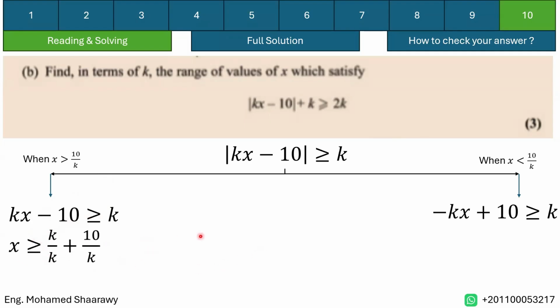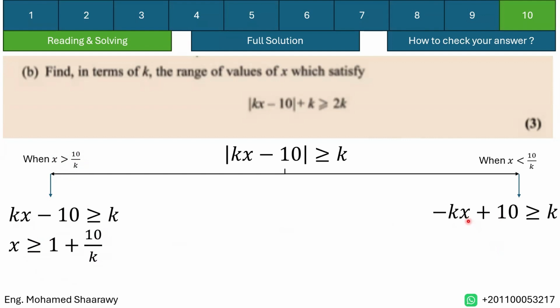K over k is 1. 10 over k is 10 over k. So what's this here? This says that x must be greater than or equal to 1 plus 10 over k. And actually this makes sense, and this is acceptable, because I'm only accepting the values of x which are greater than 10 over k. Since these values are greater than 10 over k, which is 1 plus 10 over k, I will accept this as it is. Okay, so this is the first part of the question.